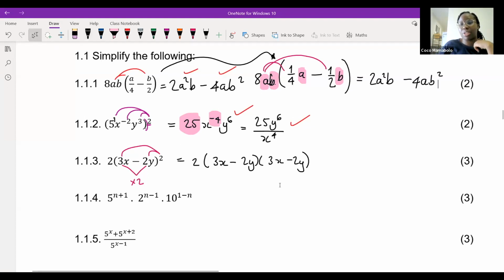Okay. I saw somebody ask me, shouldn't we take this any further? No. The idea here is to take the brackets away, so we can't take it further and factorize again. Okay, we just need to take the brackets away. All right, let's continue with 1.1.3.